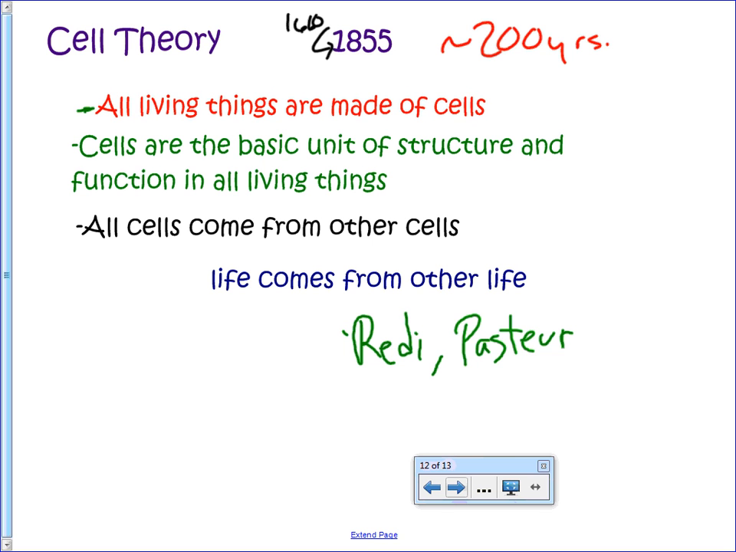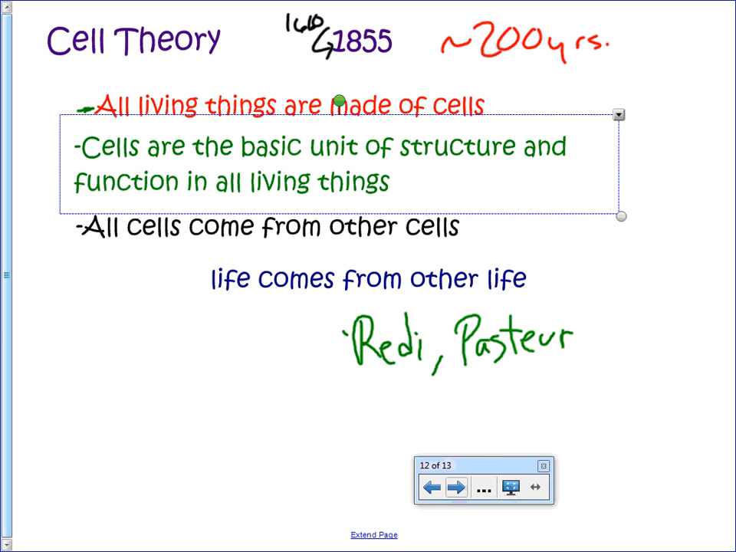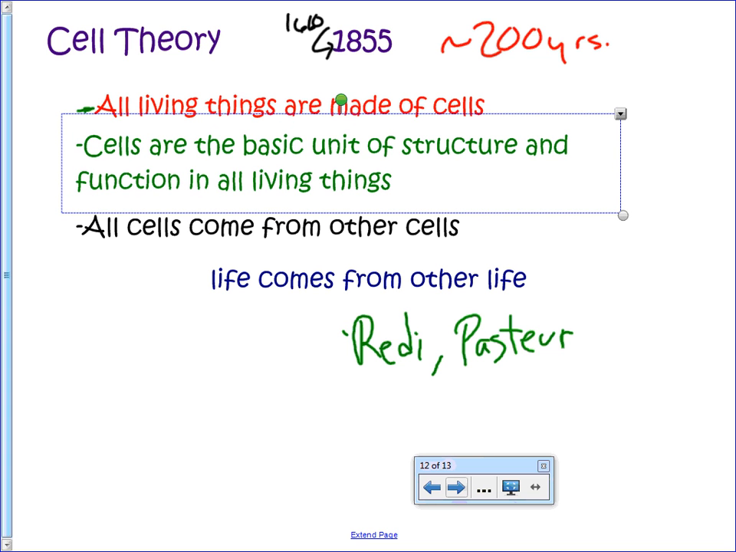All living things are made of cells, right? So that comes from what's his name? Von Leeuwenhoek. It comes from Schleiden and Schwann. All living things are made of cells. Now this one I think is a little confusing. Cells are the basic unit of structure and function in all living things.